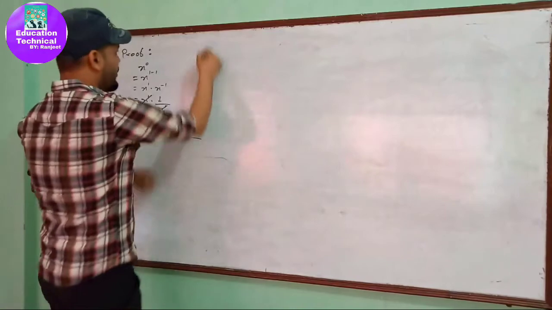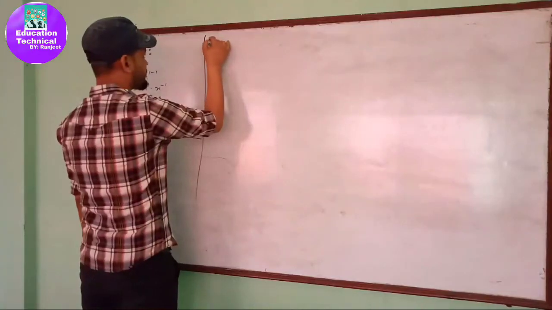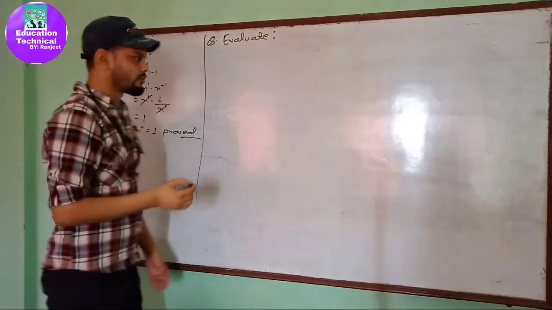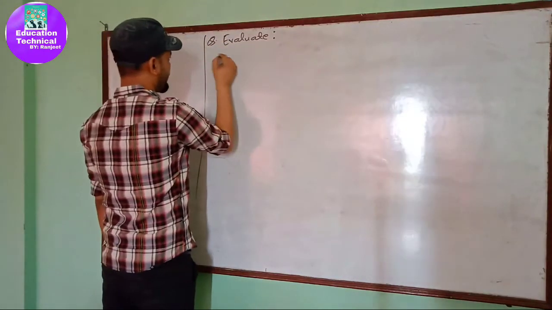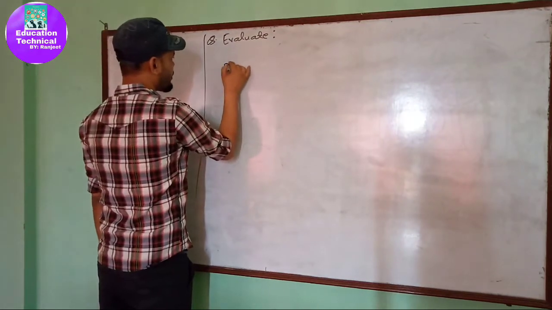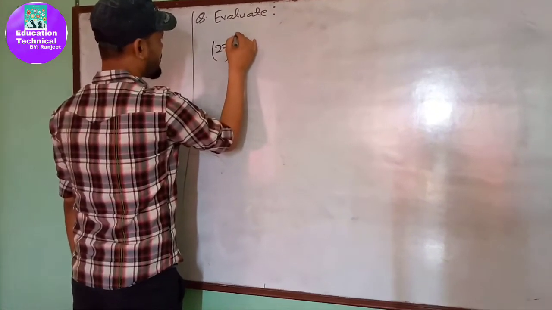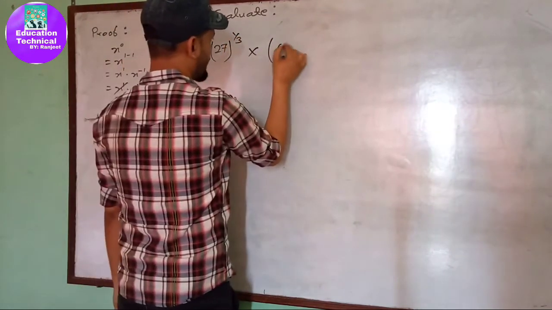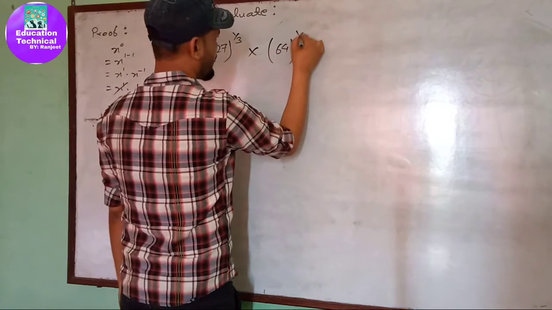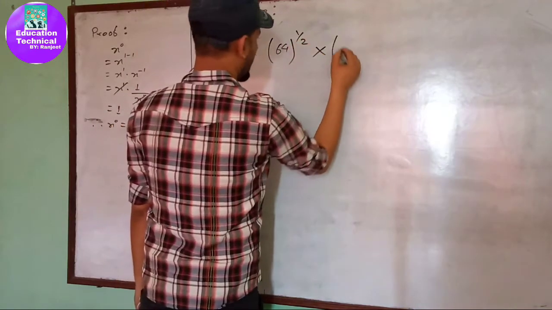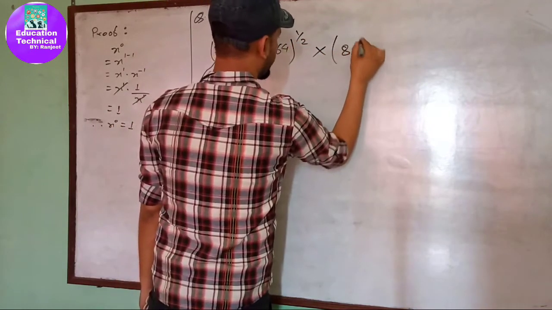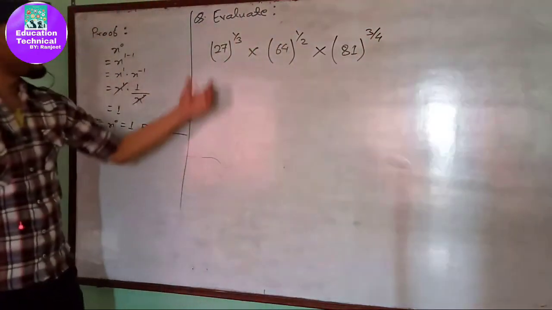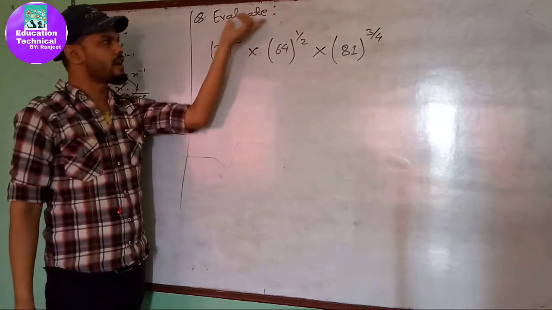Okay. Now here are some questions. Evaluate 27 power 1 by 3 into 64 power 1 by 2 into 81 power 3 by 4. Okay, here you are given a question: evaluate this one.